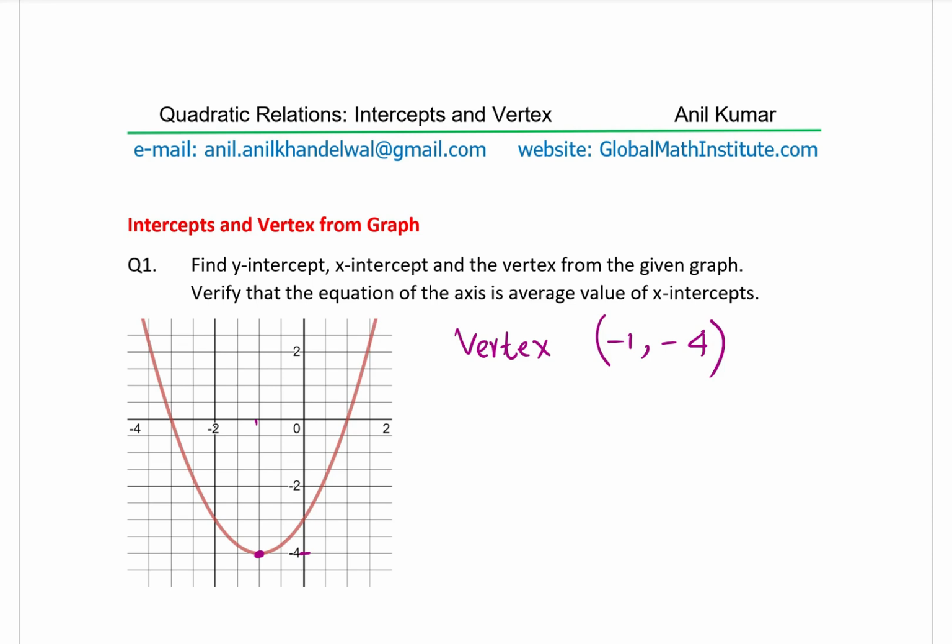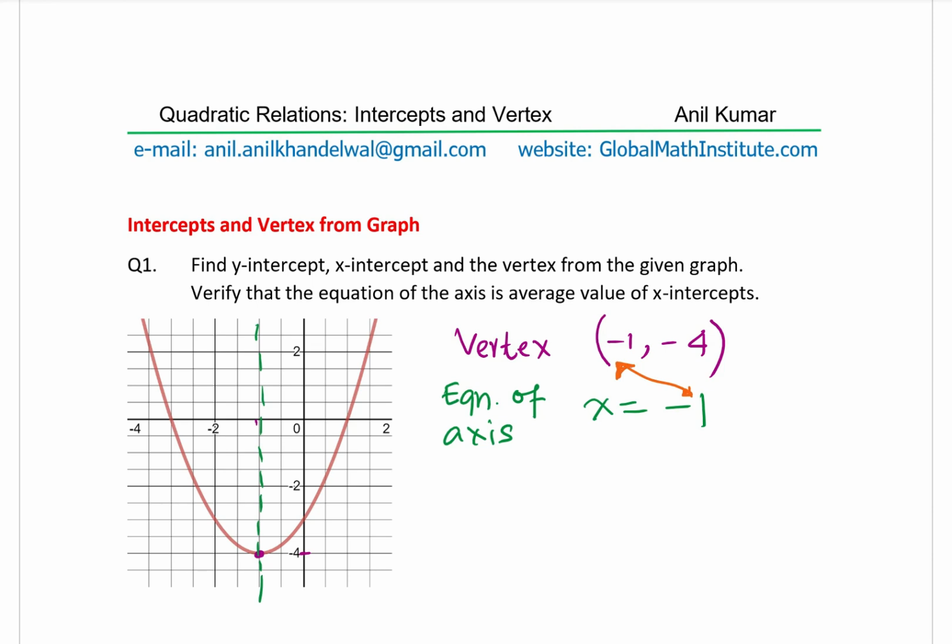Now we look into the axis of the graph. Axis of symmetry is right there, which goes through the vertex. And the equation of this is the x value. So we can write down the equation of axis as x equals -1. As you can see, it matches with the vertex x coordinate. Does it make sense to you? And that will always be true.